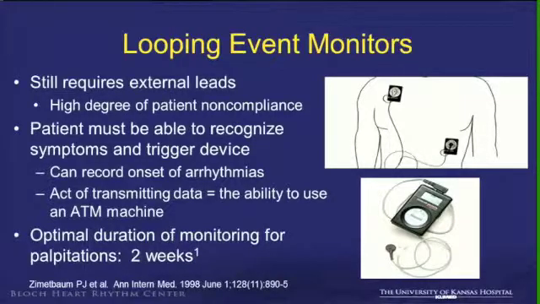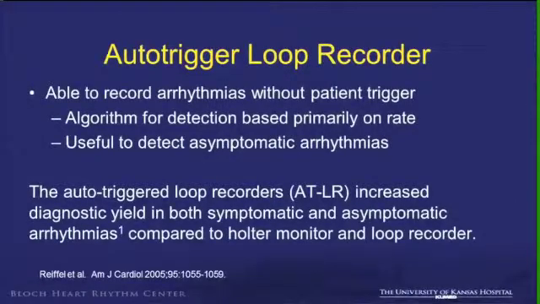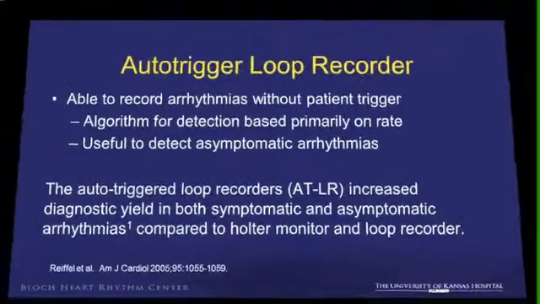There was one study I will mention way back in 1998 looking at looping event monitors as it pertains to diagnosing palpitations. And what they found in this particular study is that the optimal duration of monitoring necessary to diagnose palpitations was only 2 weeks, which, as we go forward, we'll talk about some of the other studies that have shown different results. Again, the auto-trigger loop recorder is just a looping event monitor with an additional algorithm to detect certain arrhythmias based primarily on rate without a patient trigger, and this is mostly useful to detect asymptomatic arrhythmias. Again, there have been studies looking at the auto-trigger loop recorders versus both plain old loop recorders and Holter monitors, and we find that obviously there's an increase in detection of both symptomatic and asymptomatic arrhythmias with these auto-triggered devices.